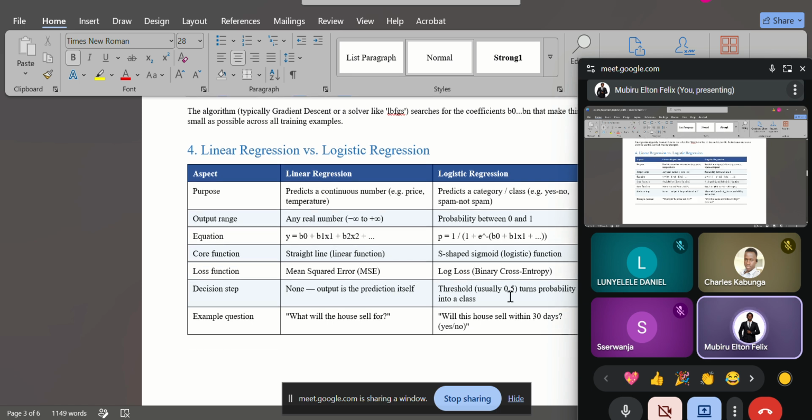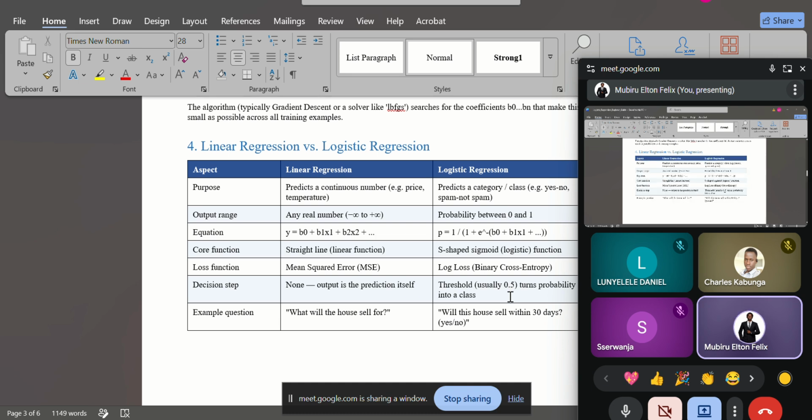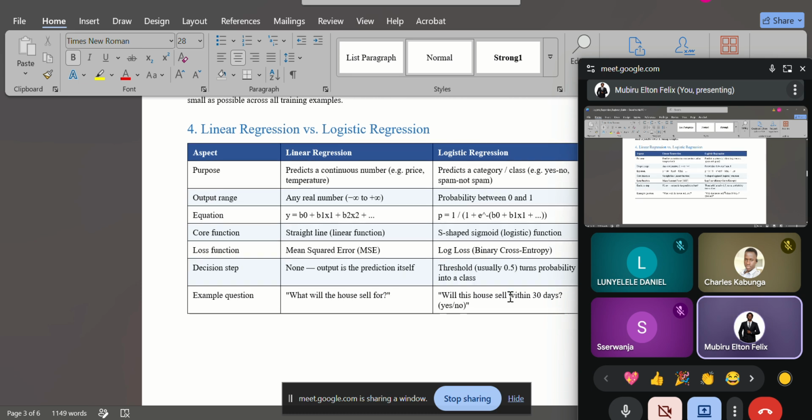The equation for linear regression is the classic y equals bx plus c, while for this one, it's y equals 1 over the sigmoid function. That is basically the characteristic here for logistic. The core function is a straight line for linear, then an S shape for logistic. Mean squared error is used in linear regression. Then log loss, or BCE, binary cross entropy, is used for logistic.